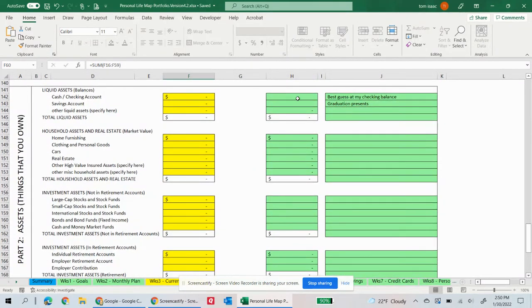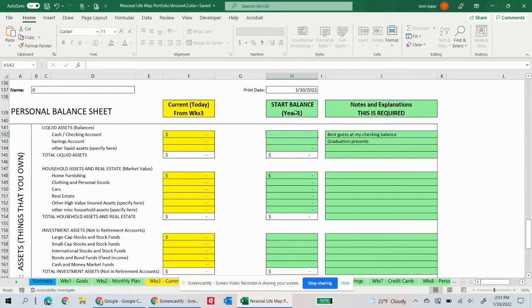You're going to make your best guess down here about what your checking account and savings account balance is going to be on your day of graduation. Since this is the starting balance for year one, consider that starting balance of year one as your graduation date. These things over here on the left are going to carry over from worksheet 3. There's nothing for you to complete here in the yellow. That's a straight carryover from worksheet 3. You're going to complete the green, explaining as you go.